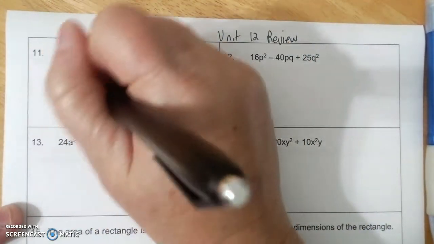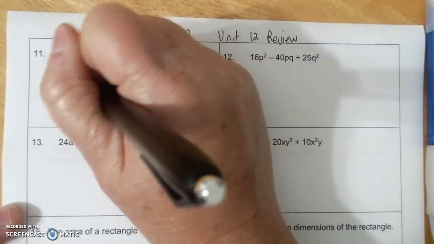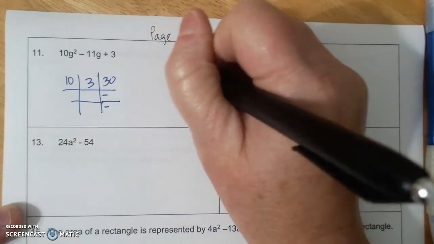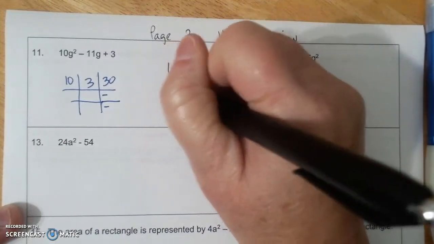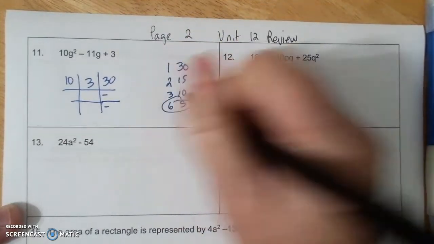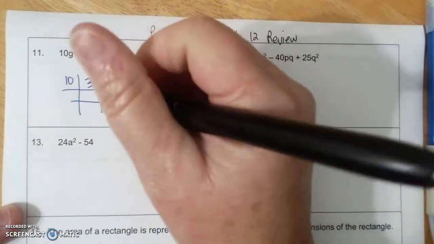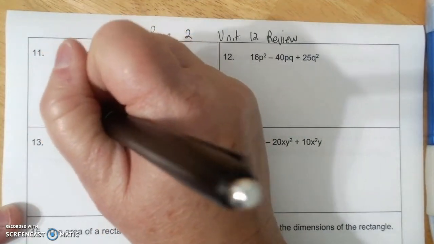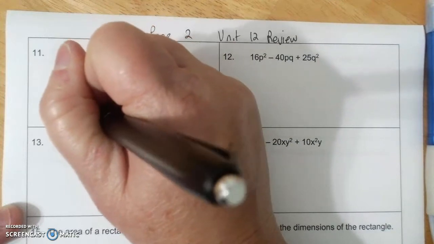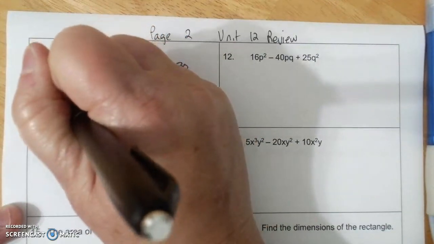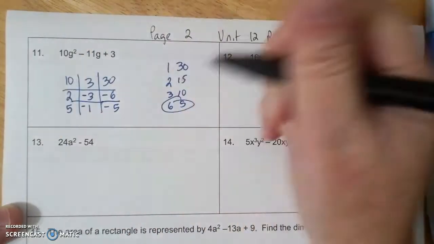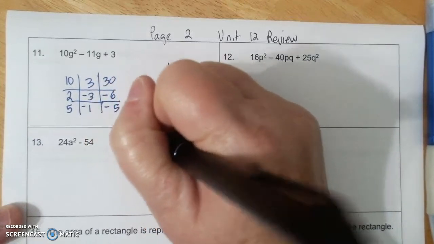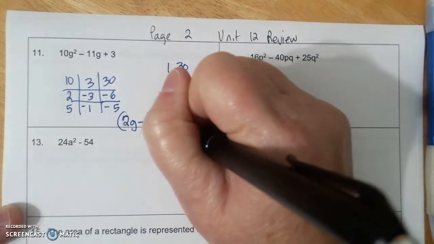There's nothing that comes out. I'm going to do a 10, a 3, and a 30. They're both the same signs. I have 1 and 30, 2 and 15, 3 and 10, and 6 and 5. There's my 11. So the 6 and the 5. There would be a 1, -1 and 5, 2, and -3. And so it would be 2g minus 1 and 5g minus 3.